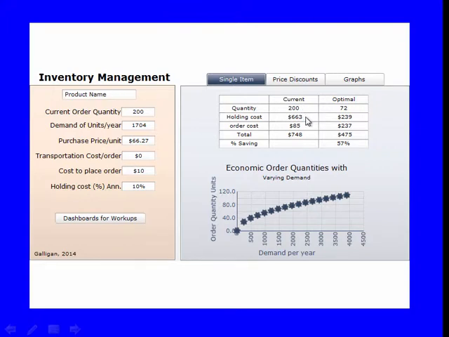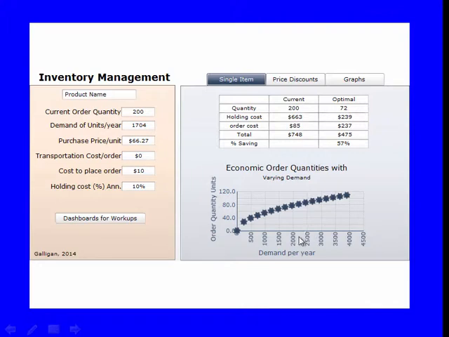So I'm ordering quantities of Q. So if I have quantities of 200, my total holding cost is $663. My order cost is 83, so my total inventory cost is 748 associated with this input. The optimal says that I should order this in units of 72 units, and that would reduce my inventory cost down to $475, so a 57% savings. There's some potential monies in terms of controlling inventory.